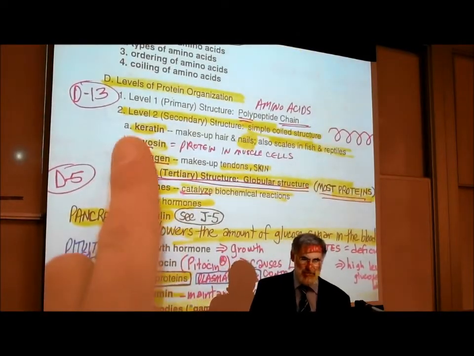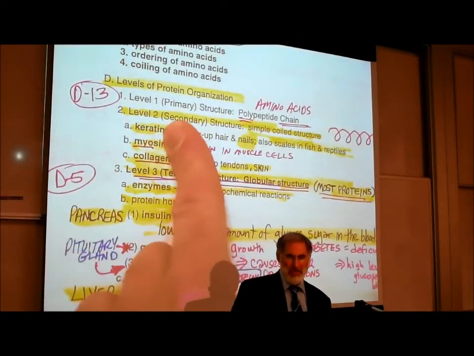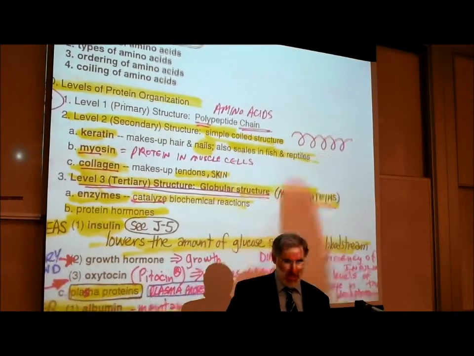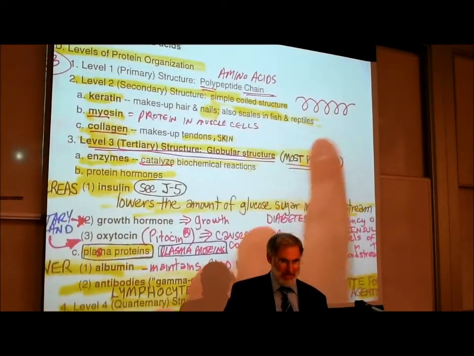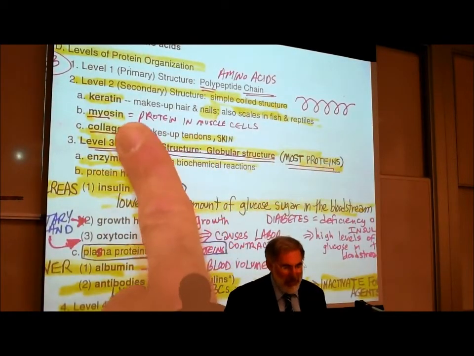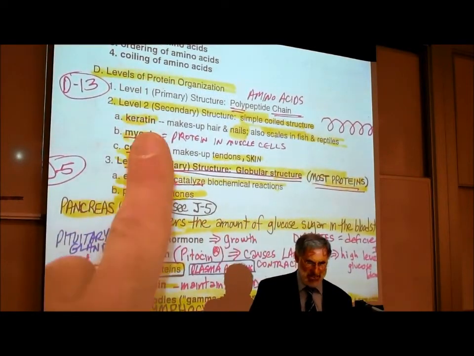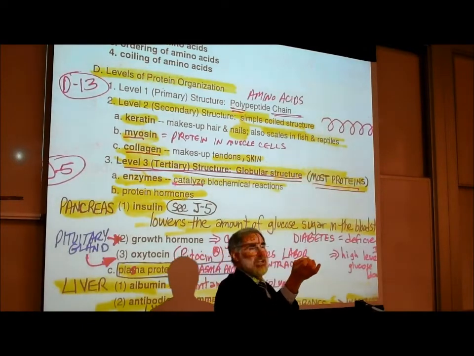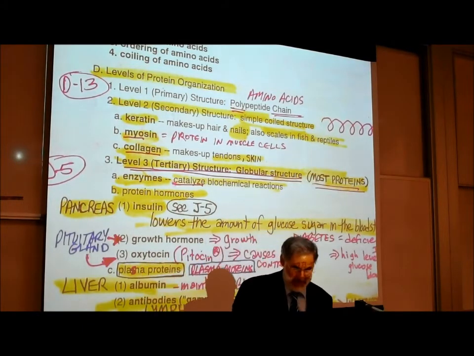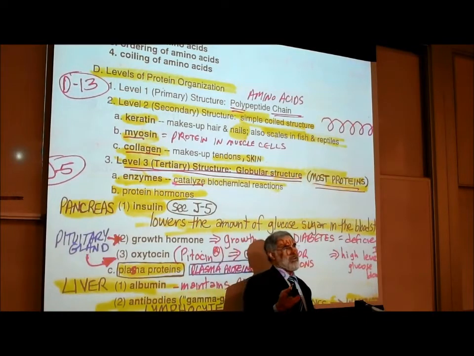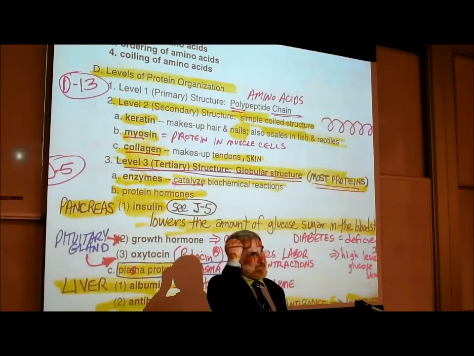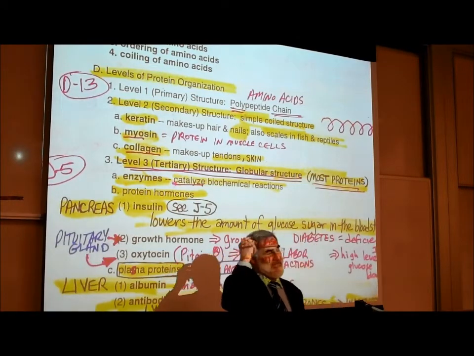Back on page D5, we wrote that the primary structure is just the polypeptide chain. A secondary structure looks like, and I drew what looks like a Slinky. So an example of a protein that looks like that is keratin. Keratin is the name of the protein that makes up our nails. Your nails are pure keratin protein. It's also the name of the protein that makes up your hair. Now, of course, your hair might have some color to it. Mine doesn't, but it might.